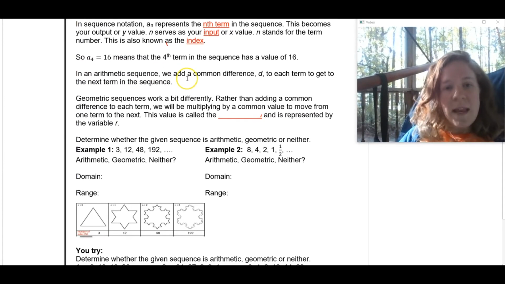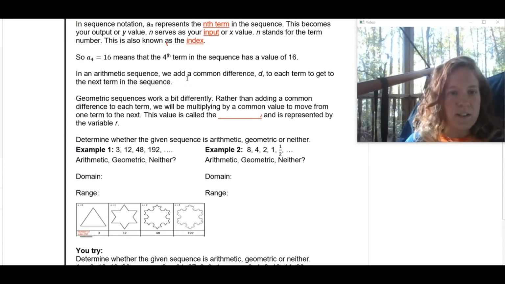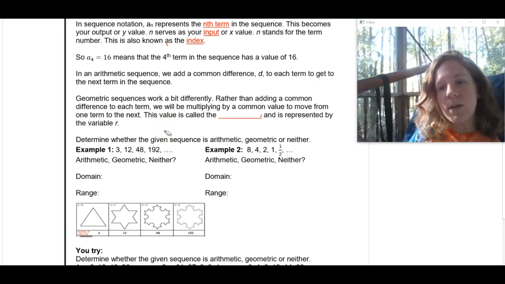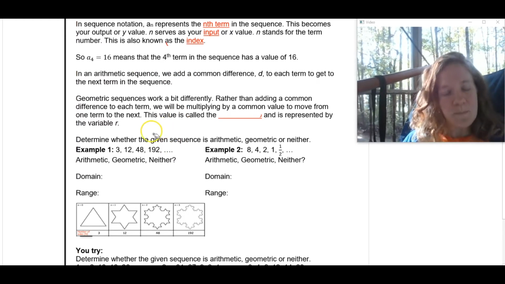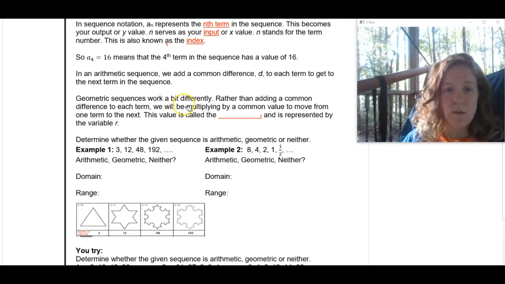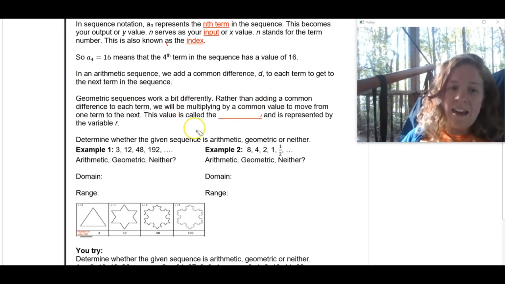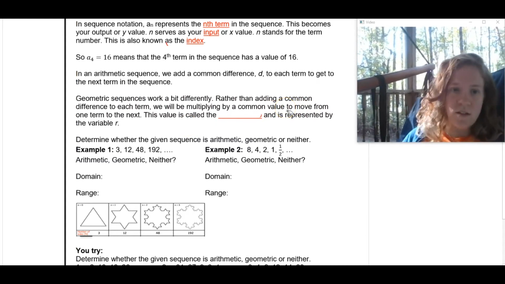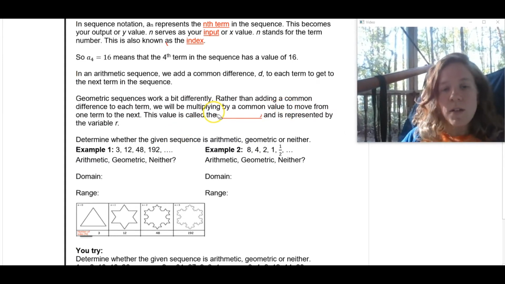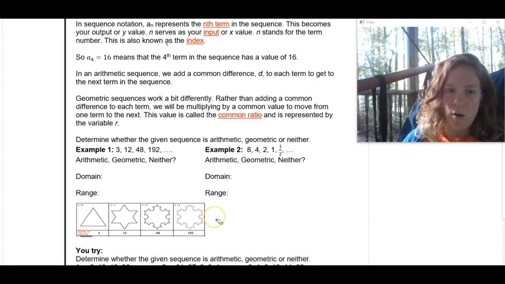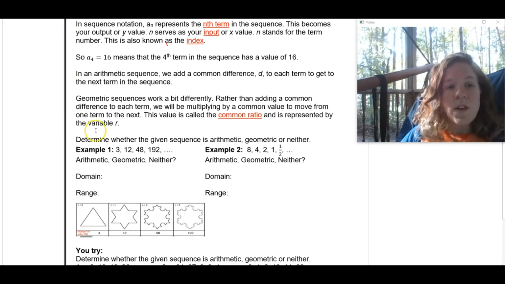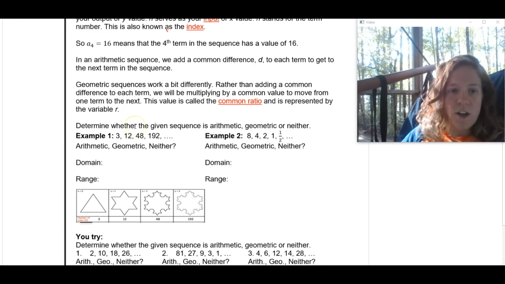Like I said, with arithmetic sequences we were adding common differences to get from one term to the next. And we told you then that there was another kind of sequence that you might come in contact with, and those are geometric sequences. Rather than adding a common difference to each term, we're going to be multiplying to move from one value to the next. The value that we multiply by is called the common ratio, and instead of using a d like we did for common difference, we're going to use an r. So that's our common ratio.